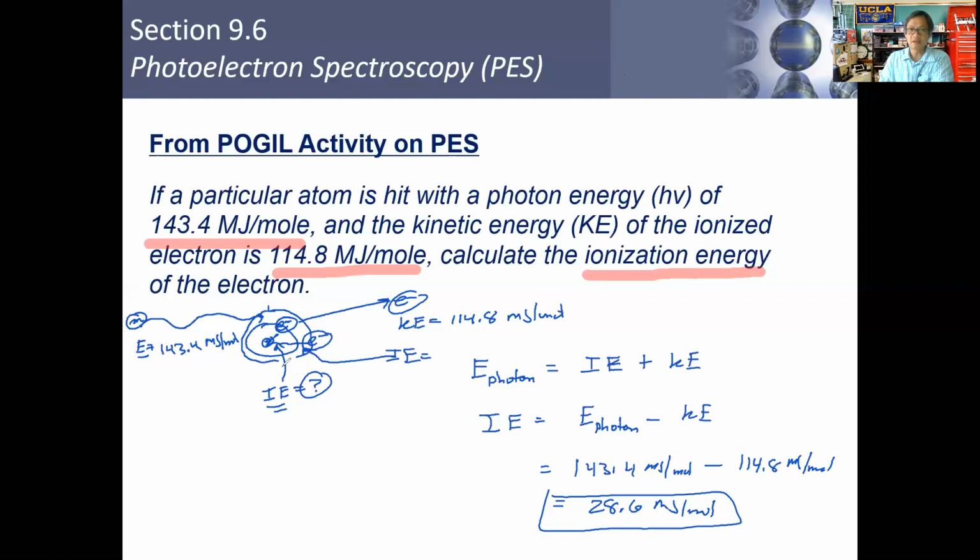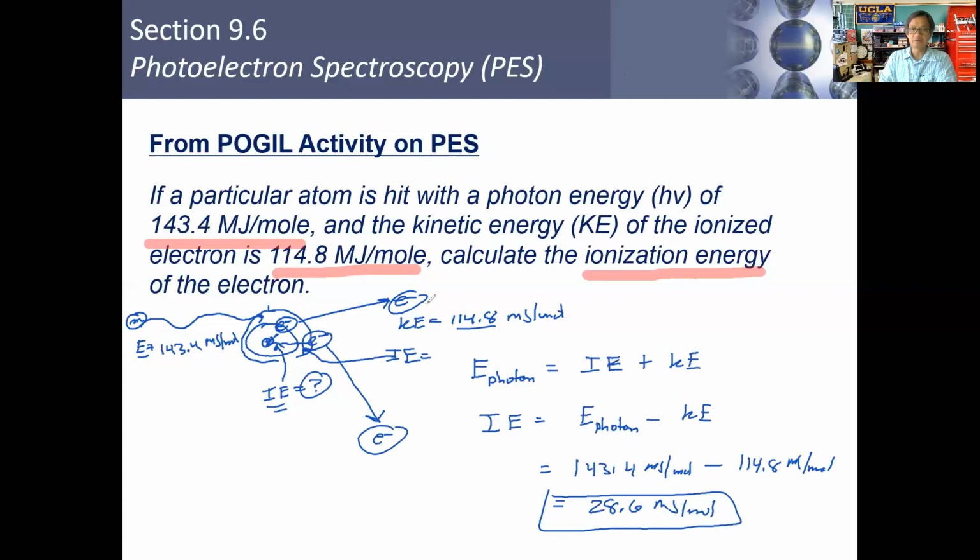Make sure you understand that this electron, the one we're looking at, which left with 114.8 megajoules per mole of kinetic energy, is going to be further in than this other electron. And make sure you understand why the kinetic energy is greater for the electron when it gets bombarded by this photon and leaves.